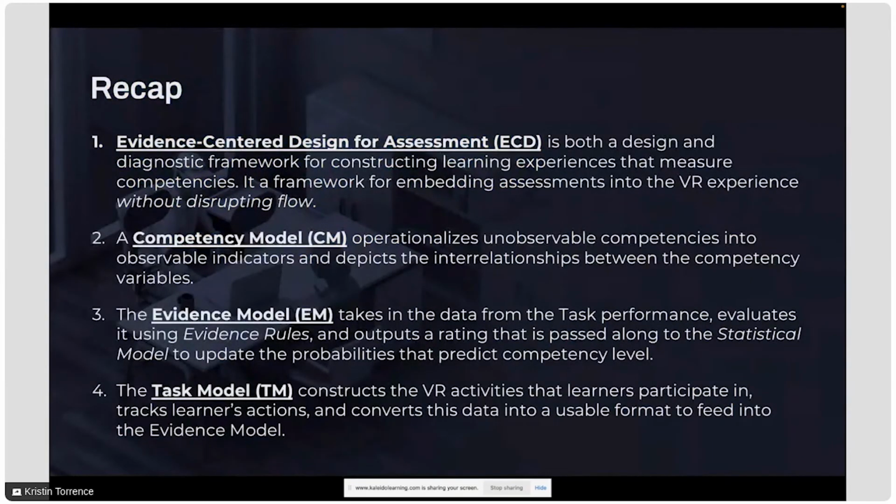All right, just to recap, because I know we're running out of time. Again, evidence-centered design for assessment is a framework for embedding assessments into the VR experience without disrupting flow, and can be used as both a diagnostic framework and a design framework. It's comprised of three models: the competency model, the evidence model, and the task model. The competency model operationalizes competencies into observable facets and their relationships. The evidence model really scores all of the evidence that is collected from the task model, which aims to solicit those particular behaviors from the learners.